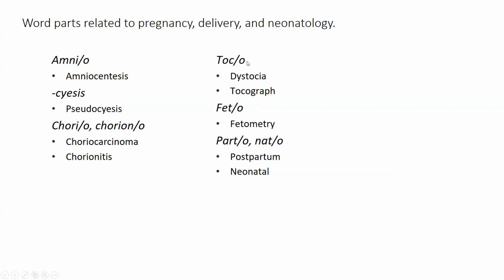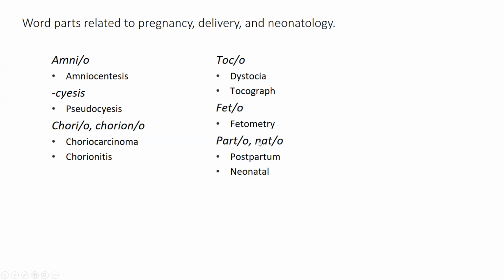Toco refers to the actual process of labor and birth itself, giving birth. So dystocia would be a difficult birth. Something's gone wrong, so there's a problem with the birth. You can do a tocograph, which typically is monitoring the heart rate of the fetus/newborn during the process of childbirth. Feto refers to the fetus itself. Fetometry would be measuring the fetus, and typically, again, it's going to be measuring the size of the head to make sure it can fit through that particular mother's pelvis.